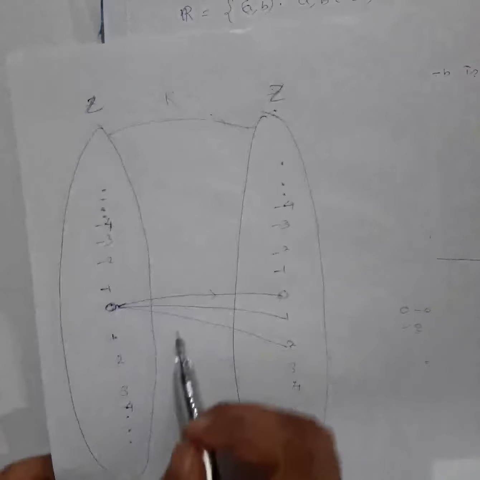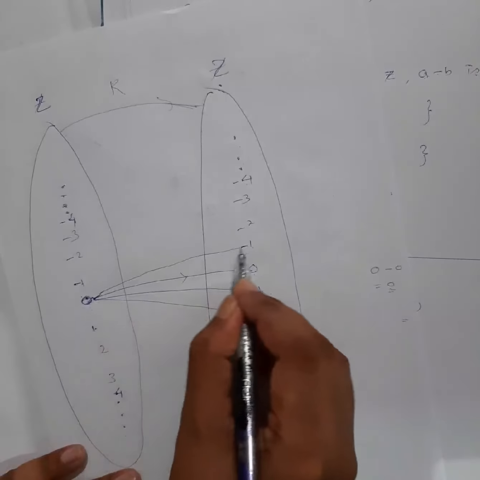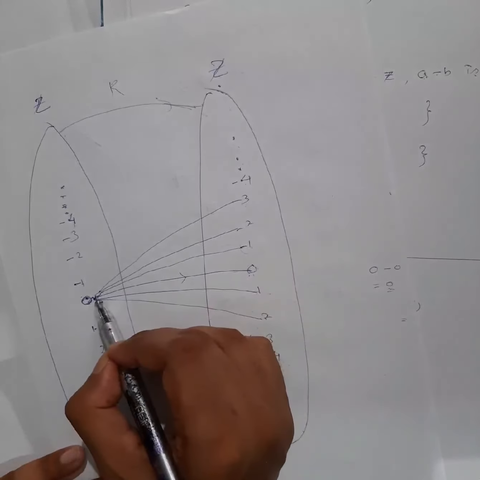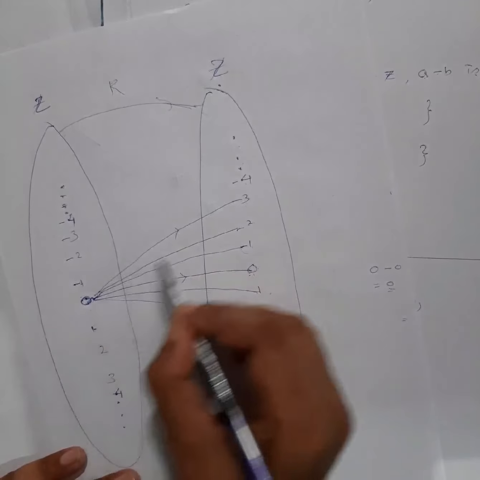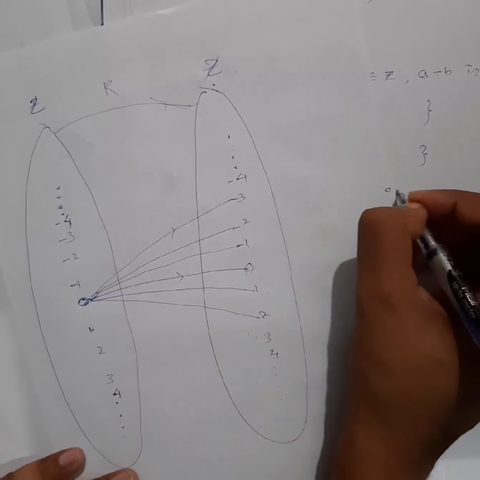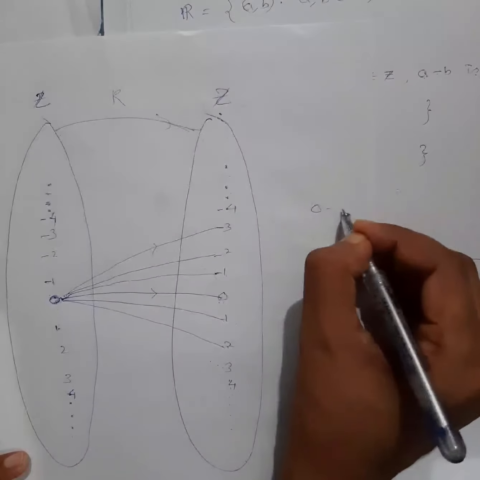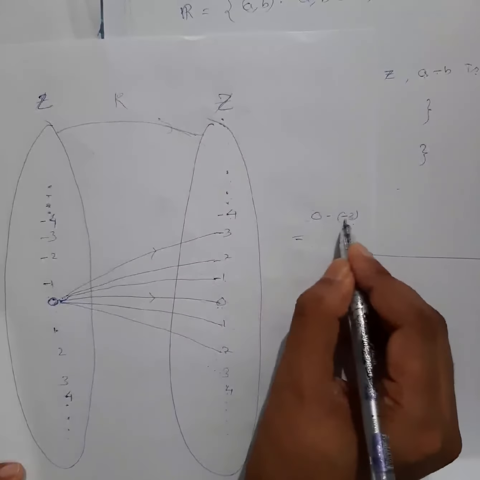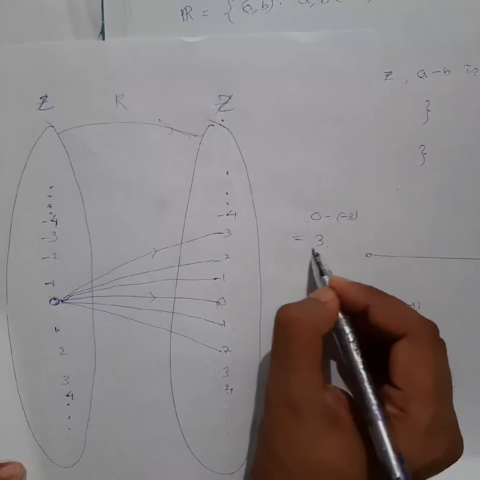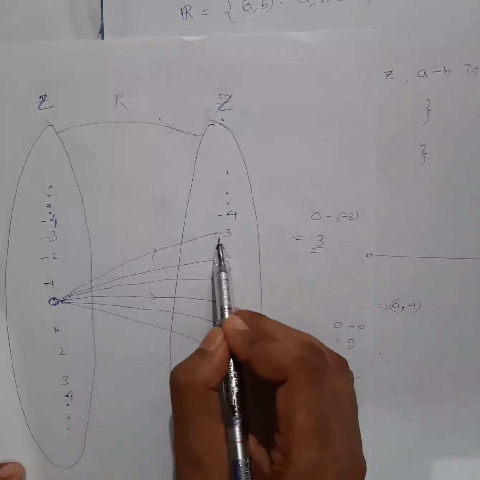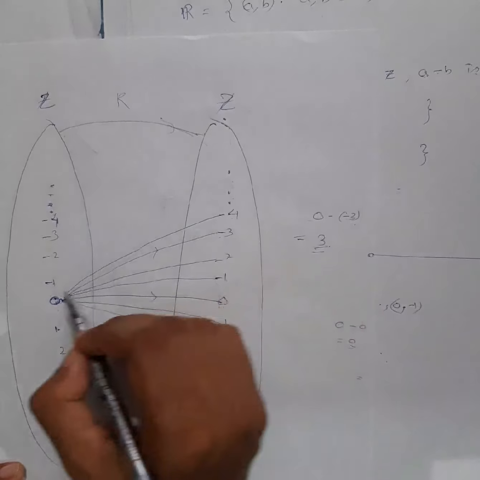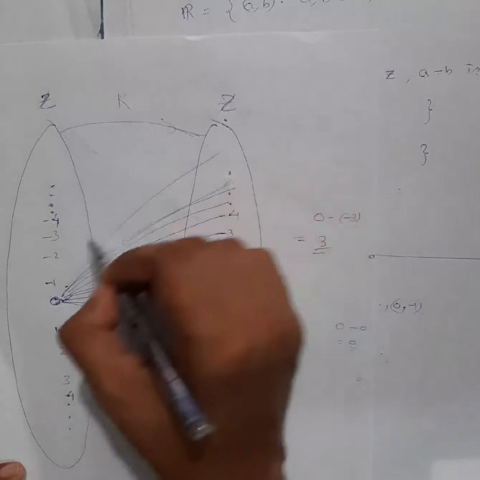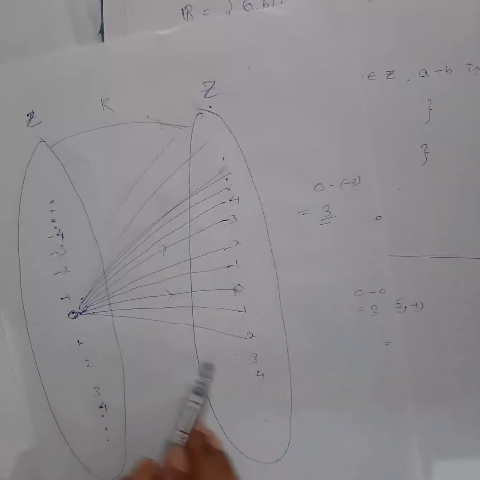In this way, 0 and negative 1 also will be related, 0 and minus 2 also will be related. You can check how they are related. Why am I saying they are related? Because if I subtract this and this, what will you get? 0 minus minus 3, what is it? The difference between these two elements, minus minus plus, so it will be 3. You can see 3 is an integer, so they are related. In this way this will be related to 4 also, 5 also, 6. It will be related to all elements. Here also all elements it will be.